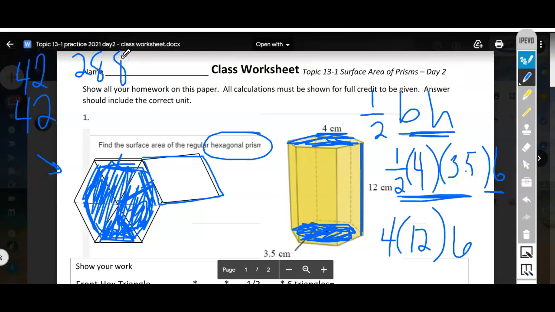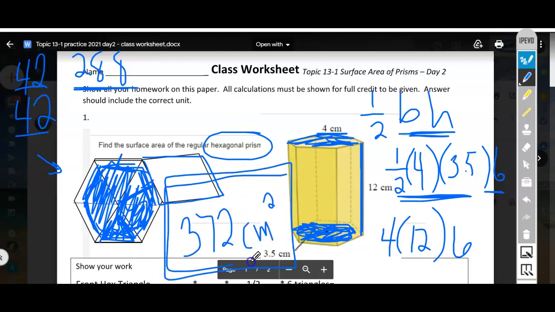All right. So now I have my sides, my side rectangles, 288. Each hexagon, top and bottom, 42 and 42. Put them all together. What do I get? 84. Now we got to add the 288. 84 plus 288 is what, Matt? 372 square centimeters is my final answer.